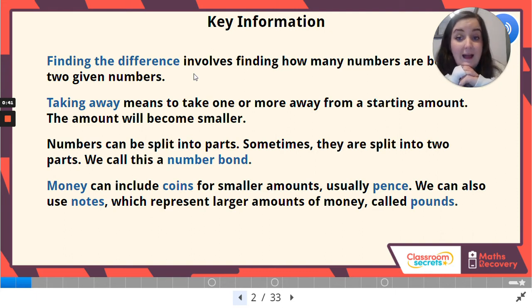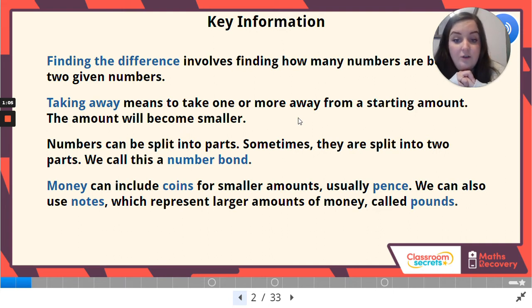Taking away means to take one or more away from the amount that we start with, and the answer always needs to be smaller. Numbers can be split into parts, we can break them apart. Sometimes they're split into 2 parts, and that's what we call a number bond. So I know you've all been practicing your number bonds to 10 and number bonds to 20.